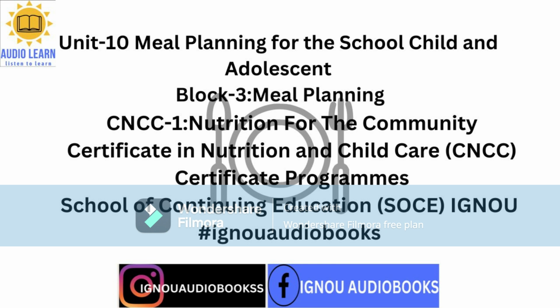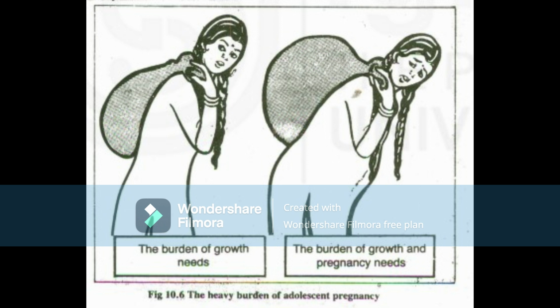Now imagine the adolescent girl who is pregnant. She would have to bear the additional burden of increased nutrient needs in pregnancy. You can imagine the strain on her body. Figure 10.6 shows this symbolically as a heavy burden on the adolescent girl. The girl has to carry the almost unbearable burden of maintaining her own growth and development as well as maintaining the growth and development of the fetus. Figure 10.6 The heavy burden of adolescent pregnancy.